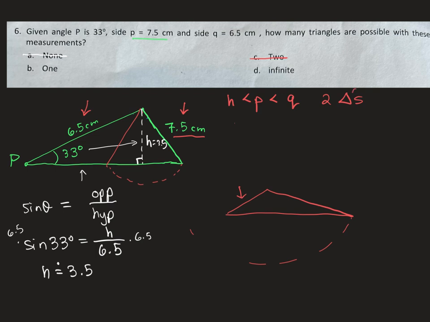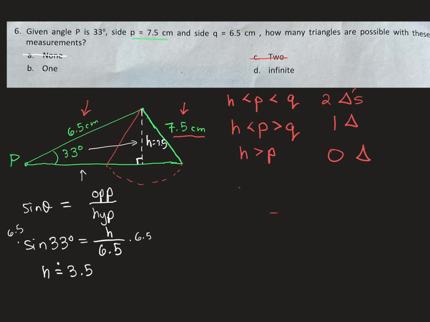One triangle would be when P is bigger than H, but also bigger than Q. And zero triangles would be if H is bigger than P. And well, there's no such thing as infinite triangles. That was just a spacer to fill, so that one's ridiculous.